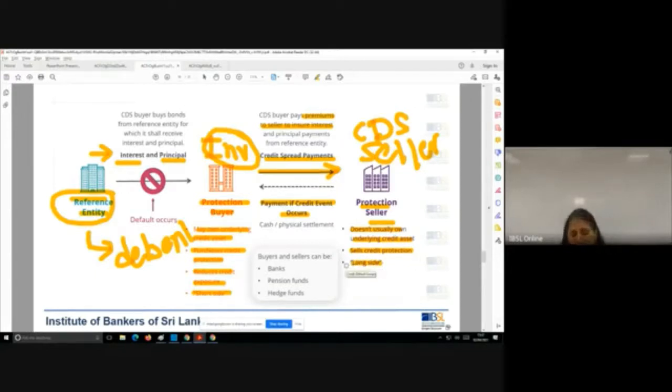What do you mean by long side? They buy the credit risk. Short meaning sell. Long meaning buy. By selling credit protection, they buy credit risk. Okay. That's how a CDS works.